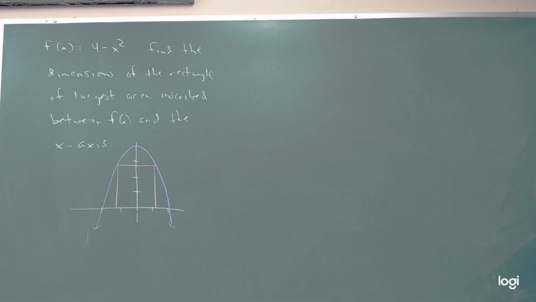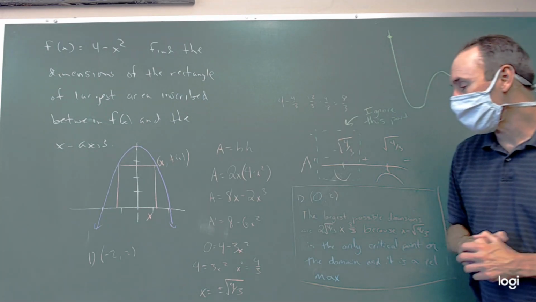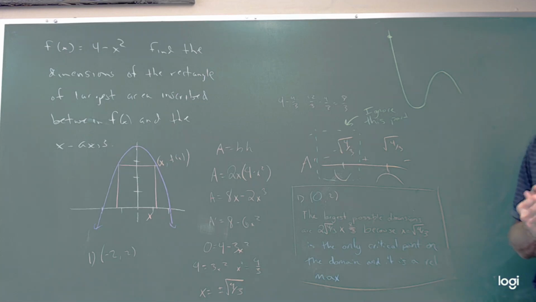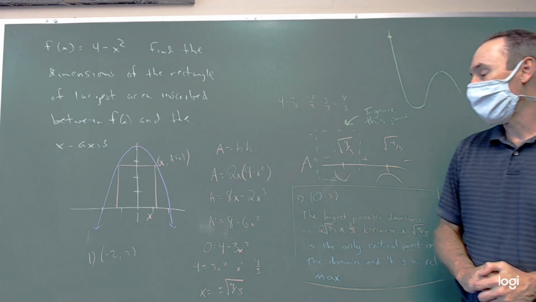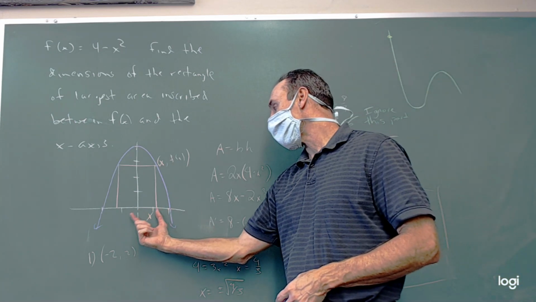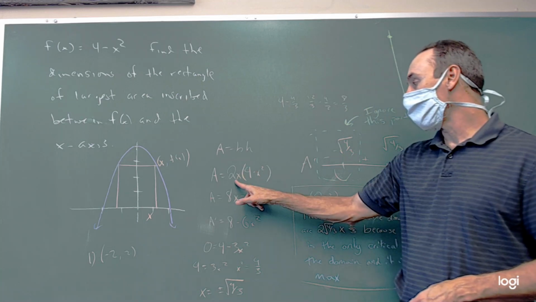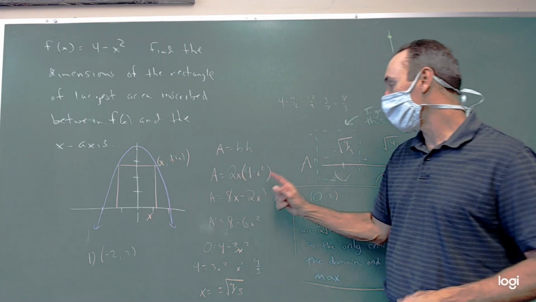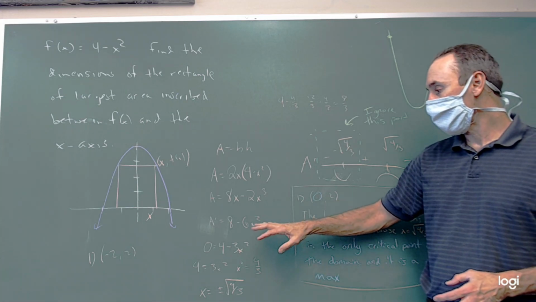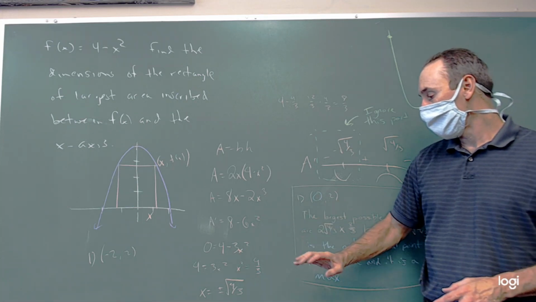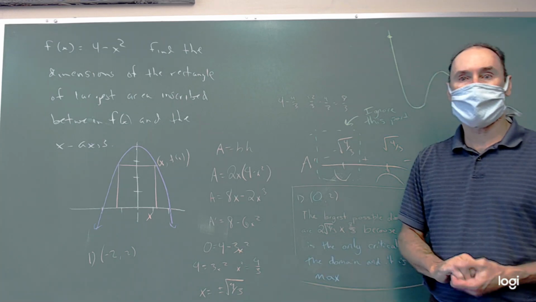All right. So let's just talk about this a little bit. We got area as base times height, and this distance is x, which makes the base of the rectangle 2x, and the height is 4 minus x squared. We multiplied it out and got the derivative. Now we have critical points at positive and negative square root of 4/3.